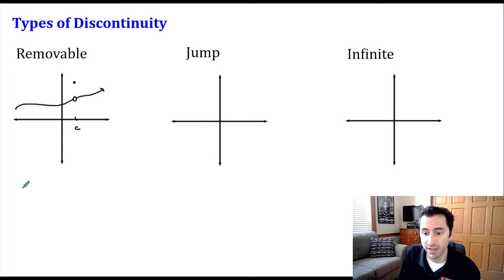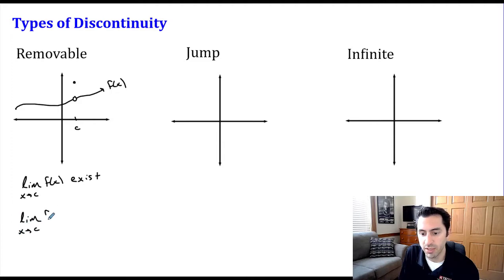So in this case, if we look at the limit as x approaches c of our function, this limit does exist. However, the limit is not the same as the function value. So the limit as x approaches c of f of x is not equal to the function value at c. Okay, the second type of discontinuity is a jump discontinuity.